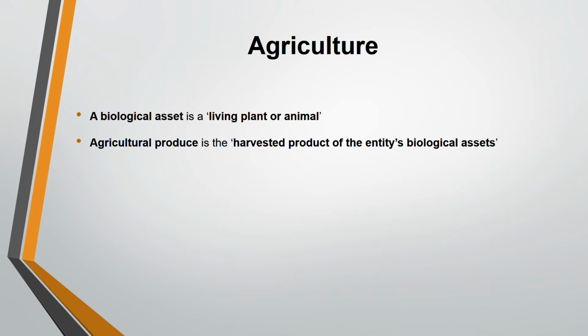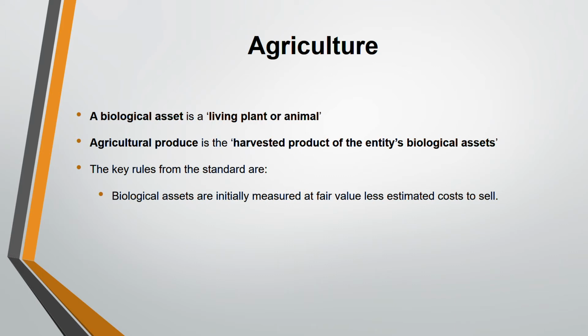And what is agricultural produce? Agricultural produce is the harvested product of the entity's biological asset. You have harvested that biological asset. That's the difference between agricultural produce and biological asset. So the measurement: how do you measure a biological asset? How do you measure a living plant or animal? Let's say a farmer, how does he measure his cows or cattle? They are measured at fair value less estimated cost to sell.